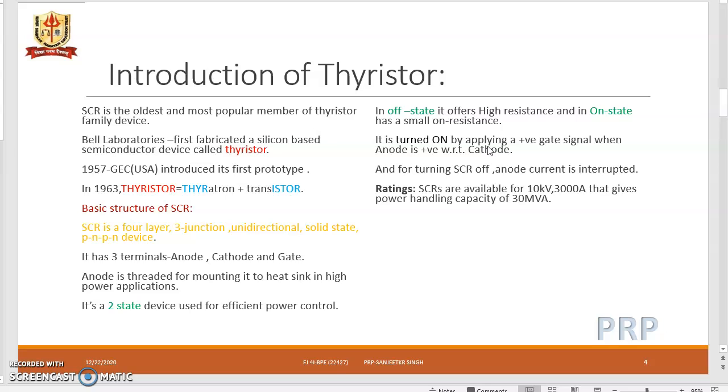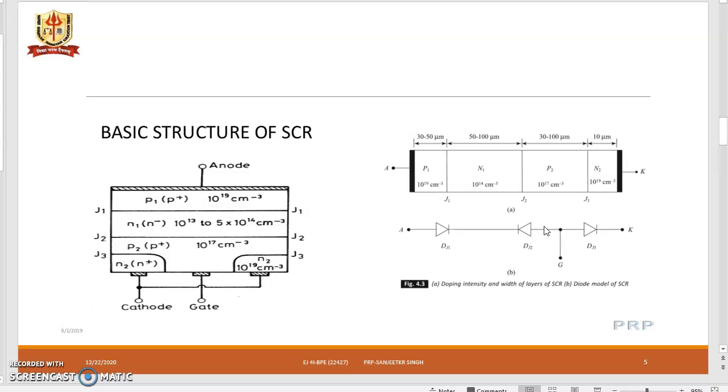Ratings: SCRs are available for 10 kV, 3000 ampere, that will give a power handling capacity of 30 megavolt ampere. So that's quite a huge power that it can handle. That's why industrial applications make use of the power device SCR.